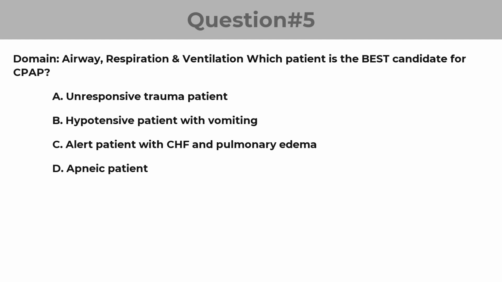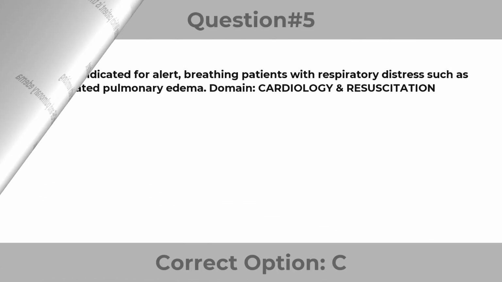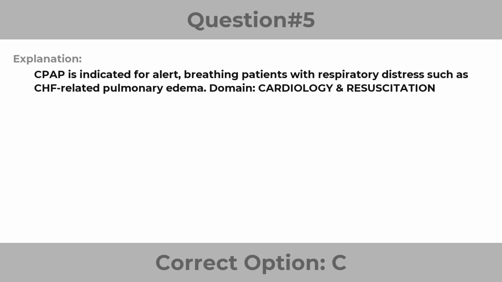Question 5. Domain: airway, respiration, and ventilation. Which patient is the best candidate for CPAP? A. Unresponsive trauma patient. B. Hypotensive patient with vomiting. C. Alert patient with CHF and pulmonary edema. D. Apneic patient. Correct answer, C. Explanation: CPAP is indicated for alert, breathing patients with respiratory distress, such as CHF-related pulmonary edema.